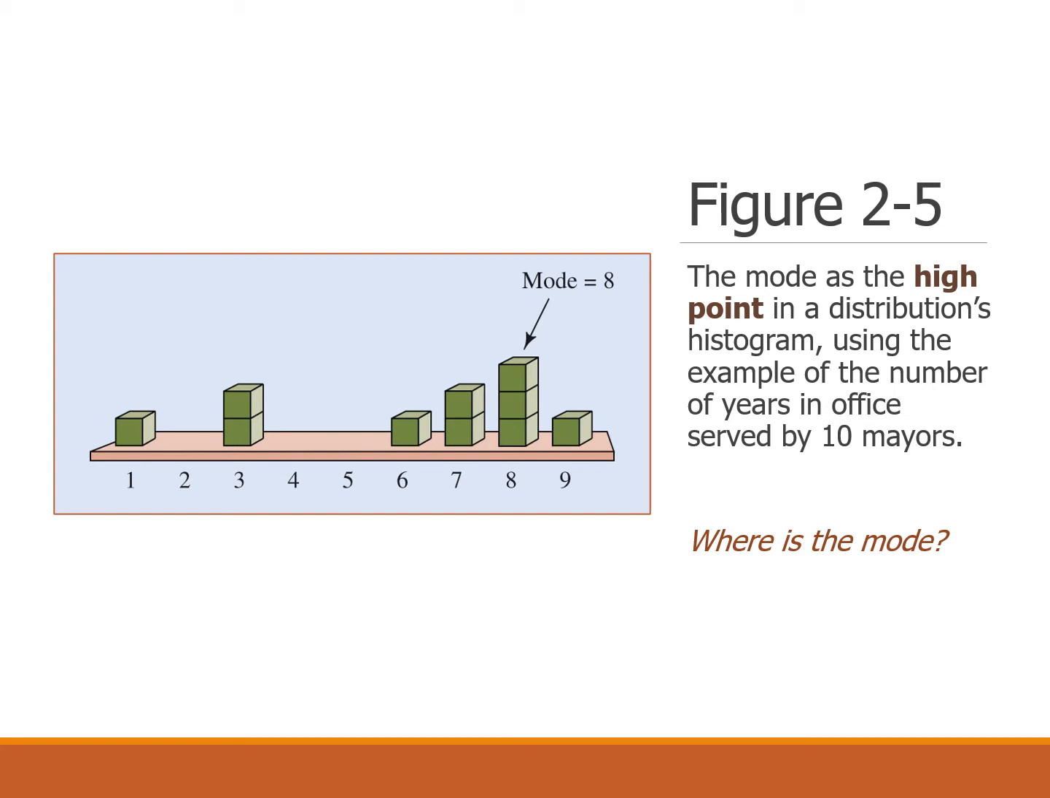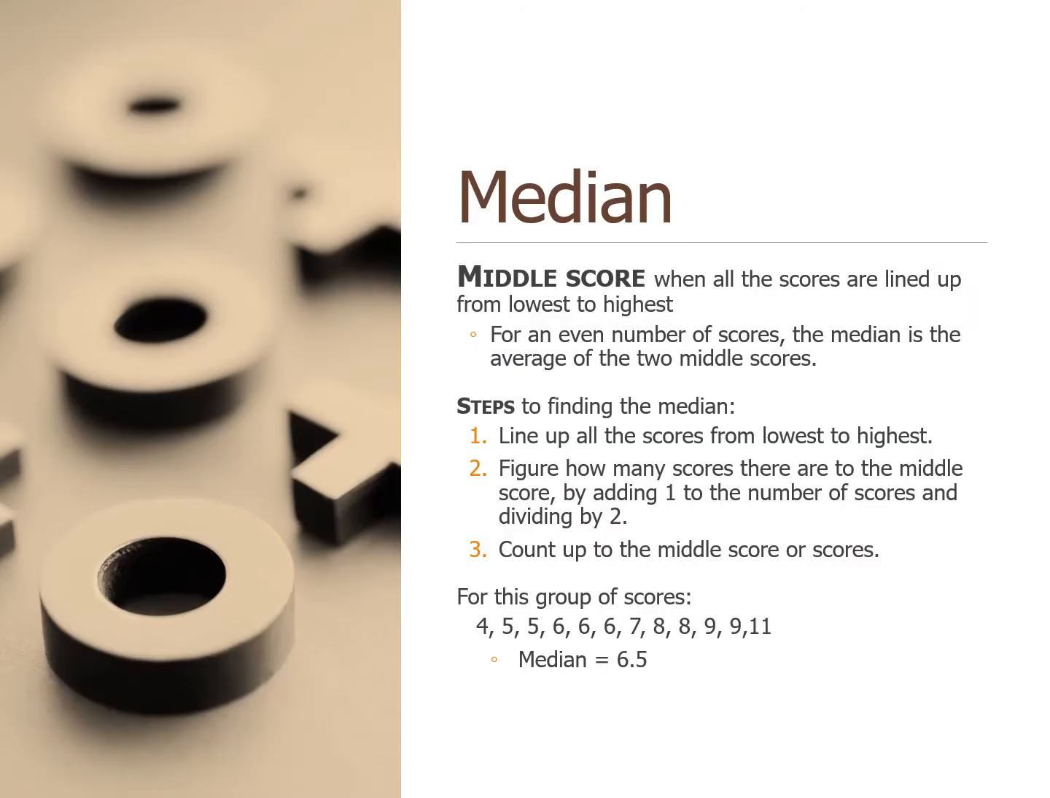So the mode is the high point. Here it shows you that the mode is where you have the most number. And so where is the mode? It is your high point. And so the mode for our mayor example is 8. All right, so the other central tendency number that we use is the median.